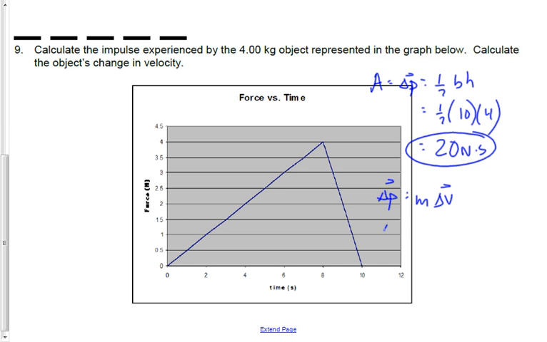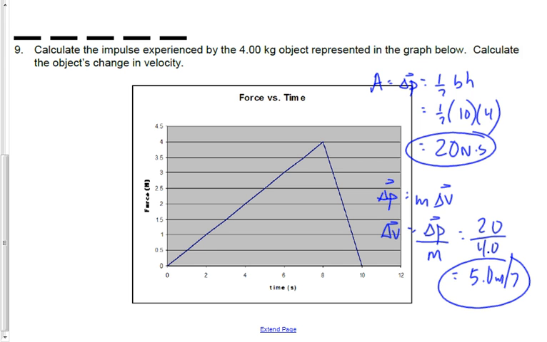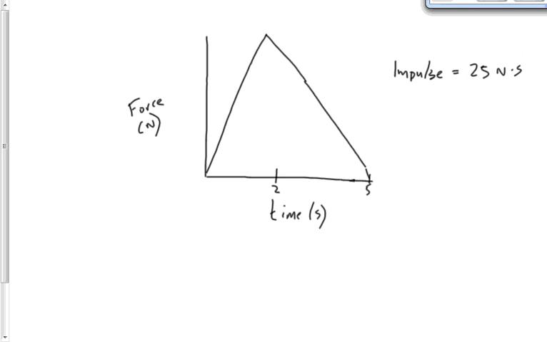Solving for delta V, delta P over M. We got 20 over 4.0. Delta V is going to be equal to 5.0 meters per second. As I was walking around checking to see who had this done a few minutes ago, I saw a lot of 5s. So it doesn't look like we had too much trouble with this. We're good? Let's try one more little question here.